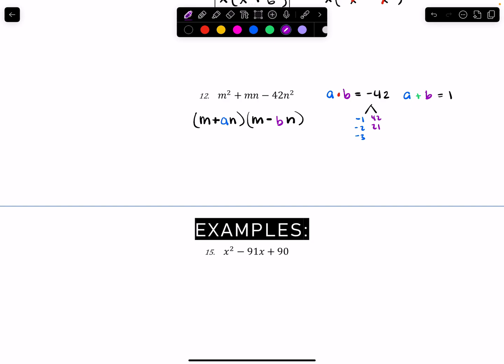Negative 3 and 14. Negative 6 and 7. And that is the money right there. All right, this guy's 41, not what I want. 19, not what I want. 11, not what I want. 1, that's what I wanted. So it's going to be a 6 and a 7.